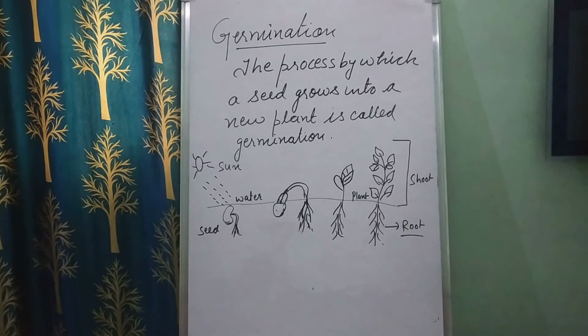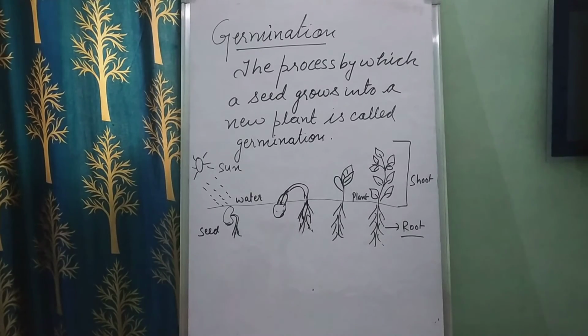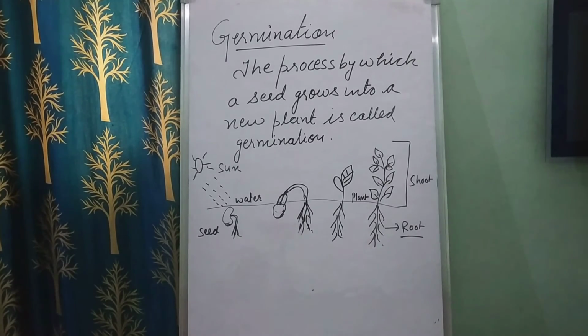So children, now what is germination? The process by which a seed grows into a new plant is called germination, right? A seed contains a baby plant inside it. When a seed is sown in the soil and it gets water, air and sunlight, what will happen? It will start germinating and grow into a new plant. The process of development of a new plant from a seed is called germination.